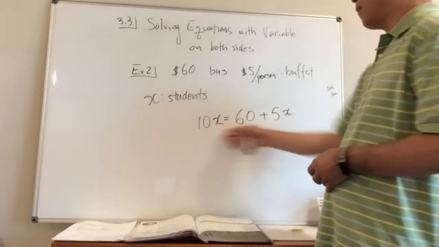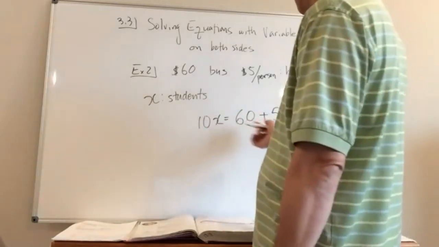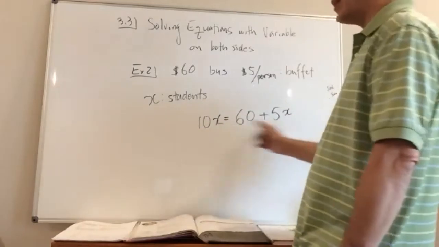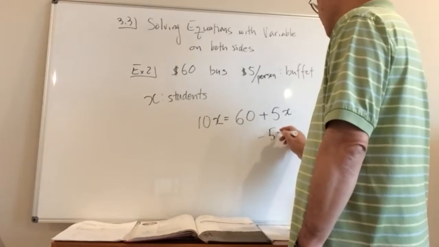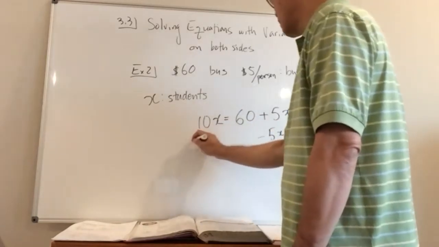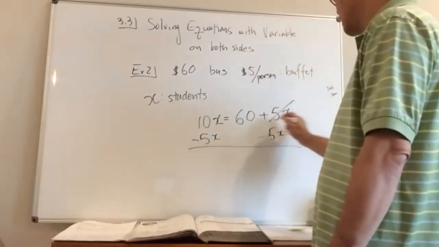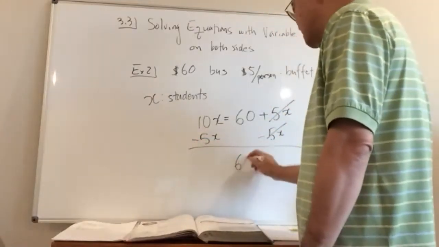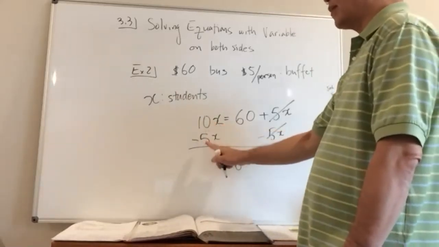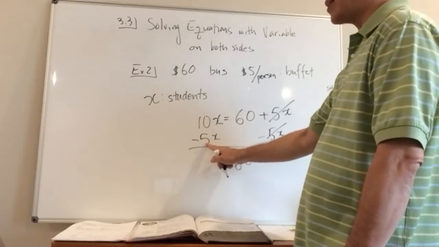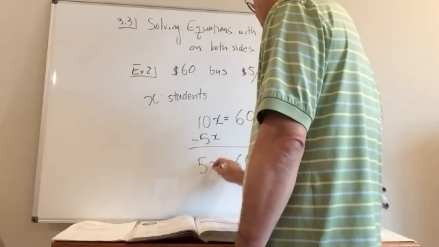So this is how you go. Let's go ahead and solve this. We want to get rid of the X's on this side or this side, either one. Doesn't matter. So let's subtract 5X from both sides. On this side the 5X goes away, and I end up with 60. Over here I have 10X, subtract 5X. I had 10, I subtract 5 away, and I end up with 5X.